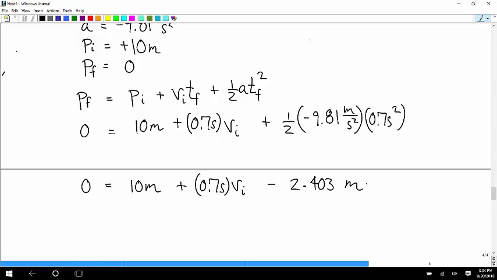Because we don't know the final velocity. No, it's before hitting the ground. Yeah, as soon as it hits the ground, these equations are invalid, because it's not in free fall anymore. That is 1/2 times negative 9.81 times 0.49, and this shouldn't be squared yet.